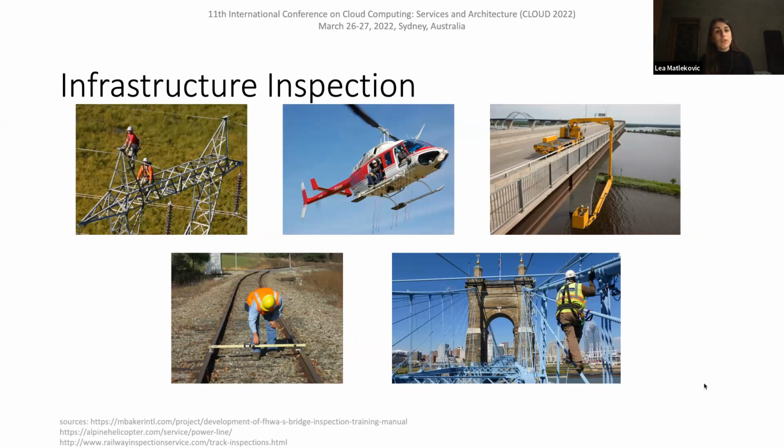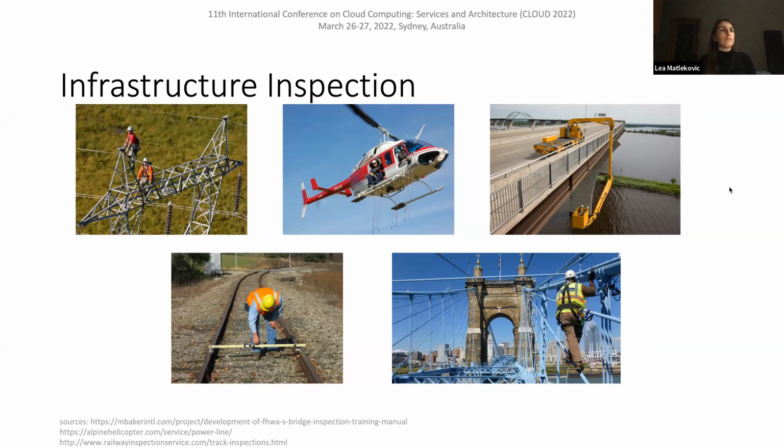So about infrastructure inspection, there are some conventional ways how it is being done right now. Usually construction workers are either climbing power towers, bridges, or they are employing some heavy machinery, as you can see in this third picture, for inspecting bridges, or using helicopters, or just visually walking through, for example, railways, and inspecting them for damages.